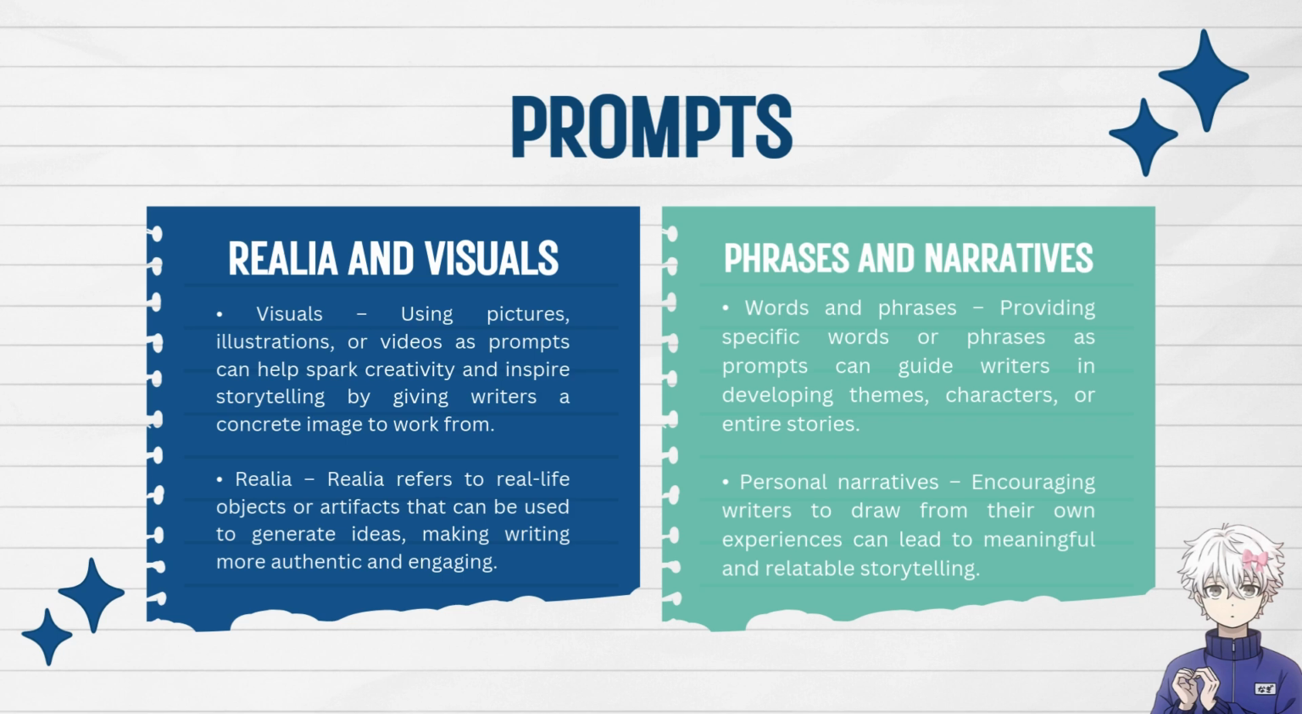Now, let us move on to the next key point, which is the prompts of creative writing. So, we divided this into two main equal parts, which is Bahyah and visuals, and also phrases and narratives. So, what is visuals? Usually visuals are defined as using pictures, illustrations, and also videos as prompts that can help to spark creativity and inspire storytelling by giving the writers a concrete image to work from. And Bahyah usually refers to real-life objects or artifacts that can be used to generate ideas, making writing more authentic and also engaging.